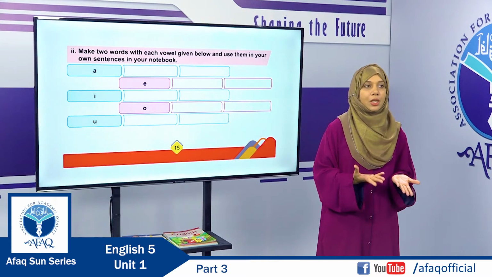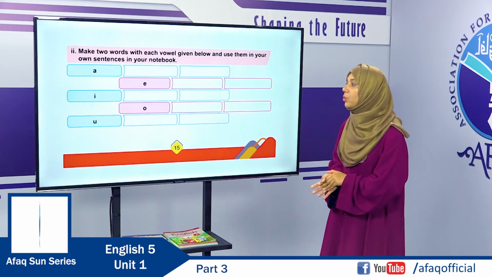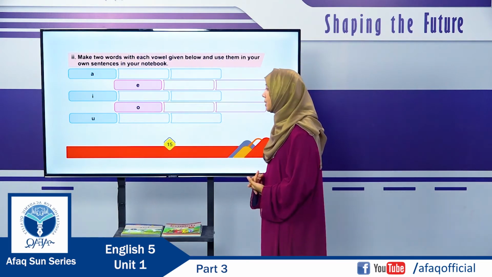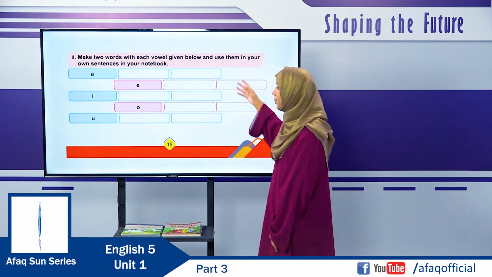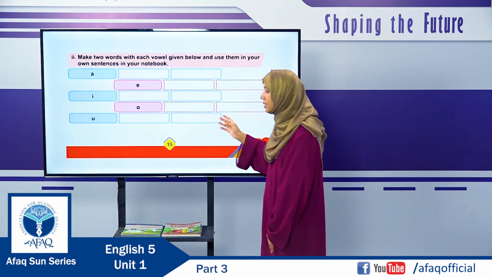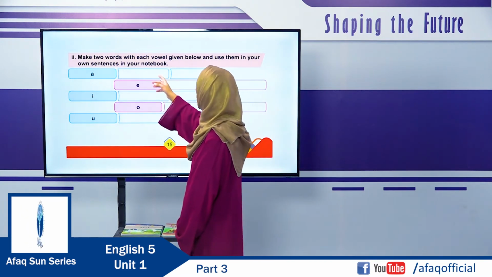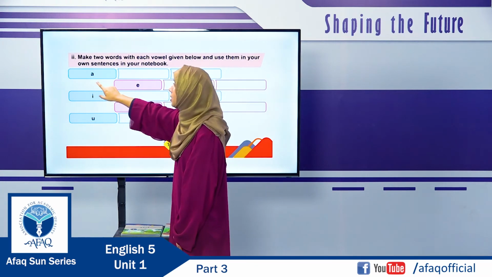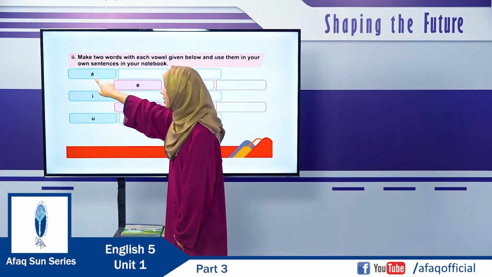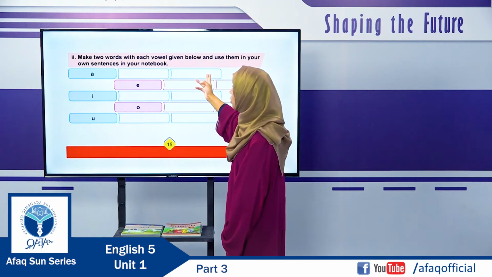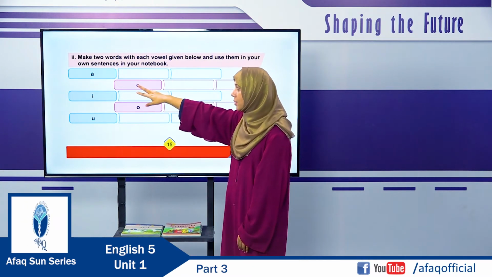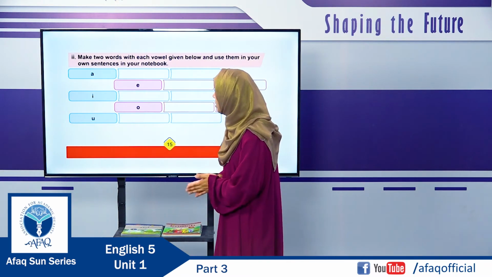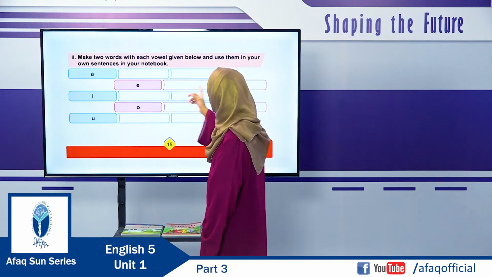Now it's your turn, dear students, to write words that begin with vowel sounds. On page number 15, this table has been provided. In this table, you have to fill in different words that begin with vowel sounds. The first sound is A, so you have to write 2 words that begin with this vowel. Then you have to write 2 words that begin with E.